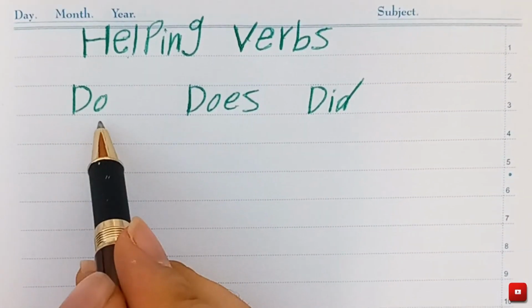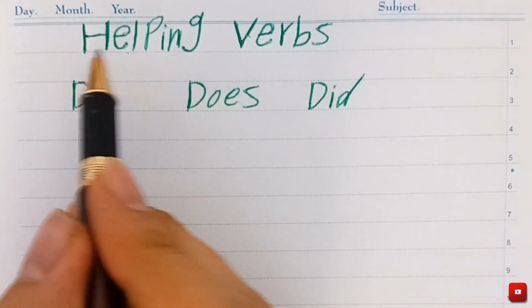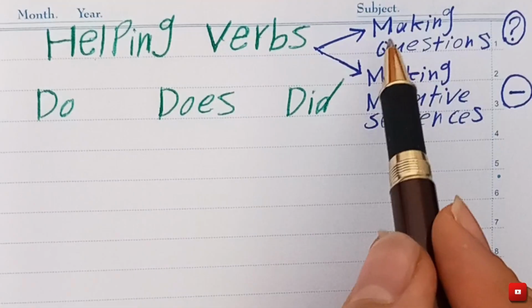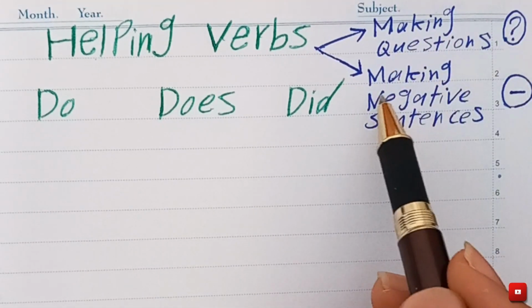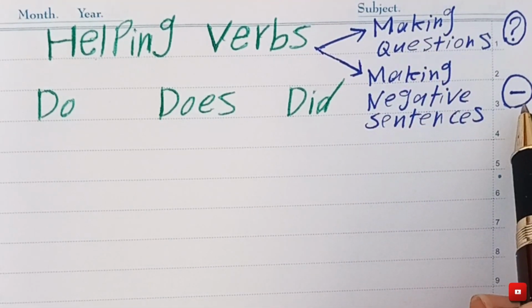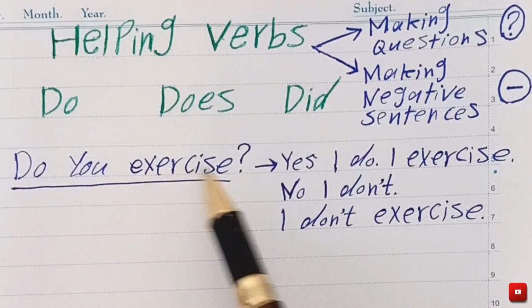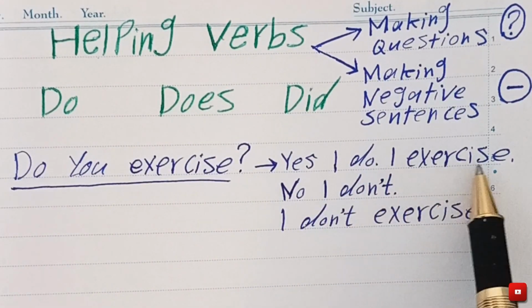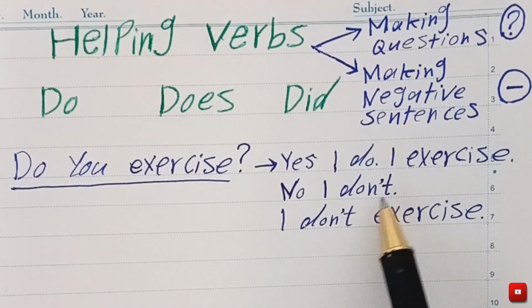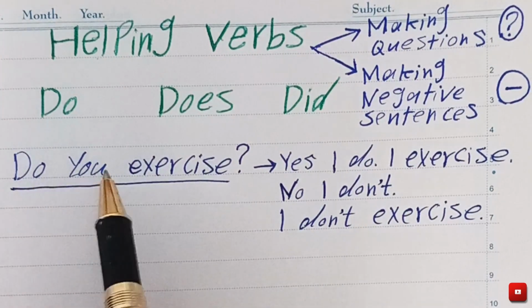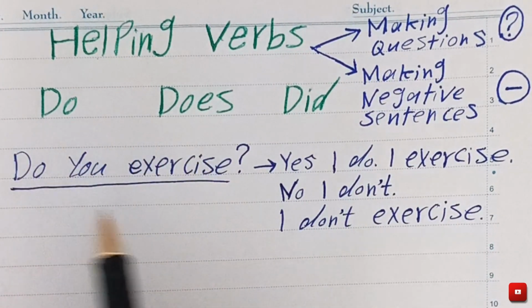Helping verbs. Do, does, did. They help us with two things, with making questions and making negative sentences. For example, do you exercise? Yes, I do. I exercise. No, I don't. I don't exercise. Do you exercise is a question.